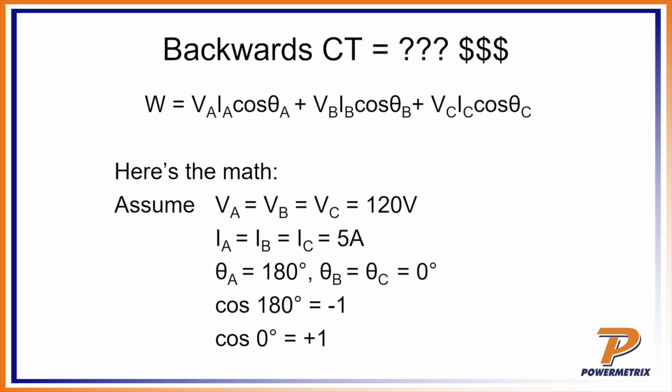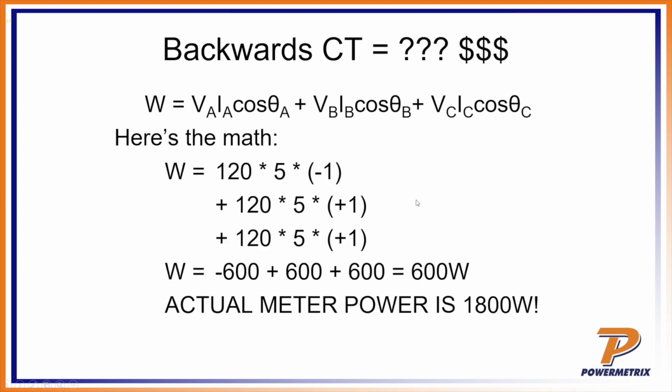Why is that? Let's look at the math. We'll assume 120 volts on all phases, 5 amps on all phases. My theta for phase A is 180 degrees, but for B and C it's 0. Well, cosine of 180 degrees is -1, okay? Cosine of theta 0 is +1. When I do that, I get 120 times 5, 120 times 5, 120 times 5 on all phases. However, on phase A, it's times -1. Well, this -1 is going to cancel this +1.